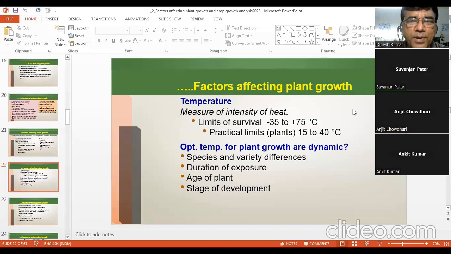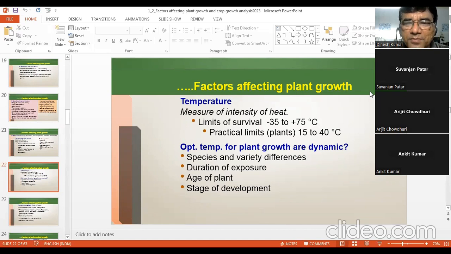Limits of survival for plants or organism, including bacteria or lower plants or lower animals. So the limit is minus 35 to plus 75 degrees centigrade. Organism can survive from minus 35 to plus 75 degrees centigrade, beyond which there will not be any life on the earth. However, the practical limits for plant survival is 15 to 40 degrees centigrade. Normally, most of the plants survive best at 15 to 40 degrees centigrade.